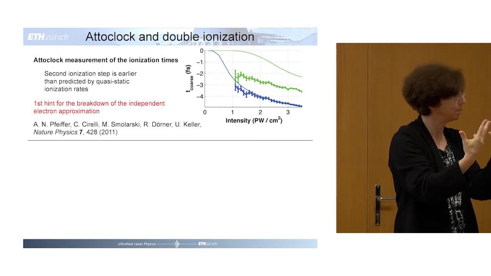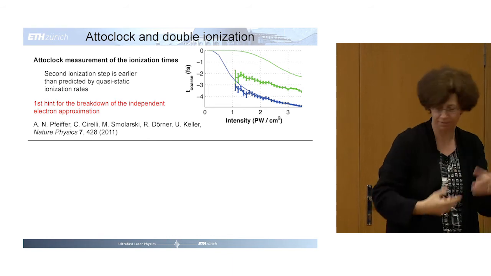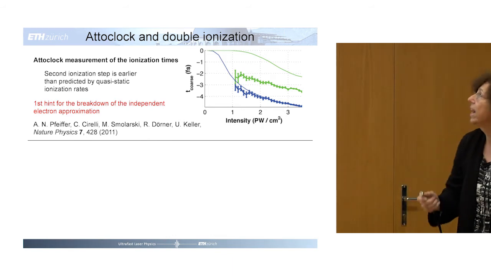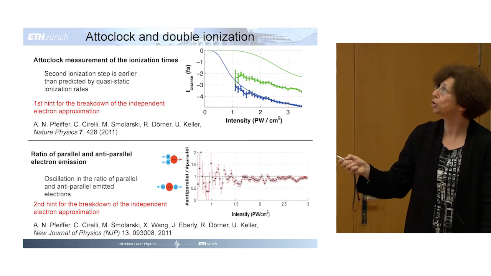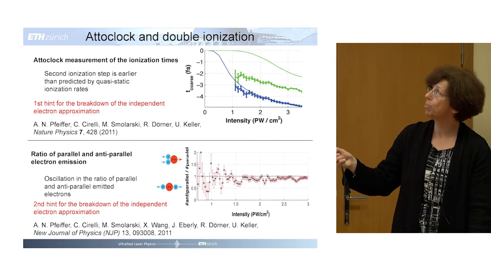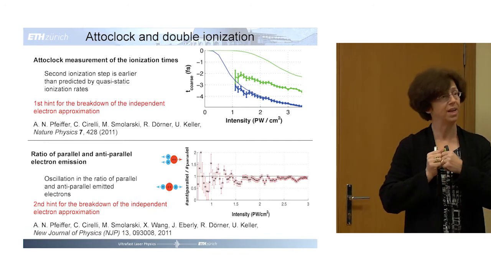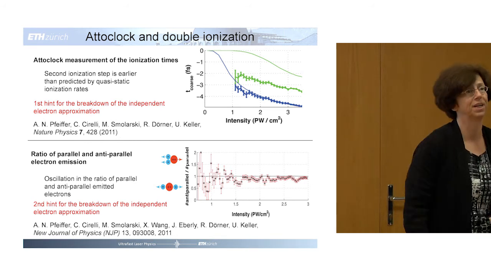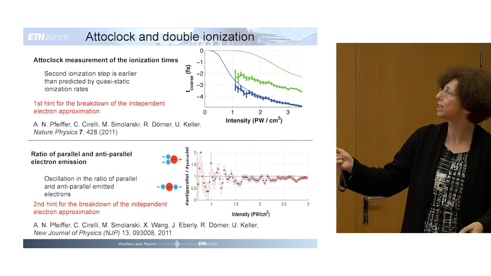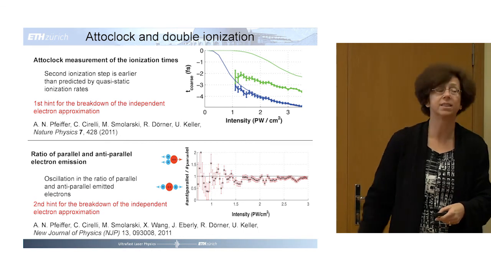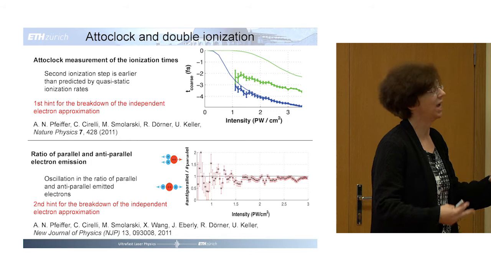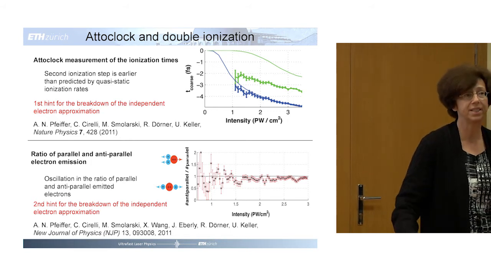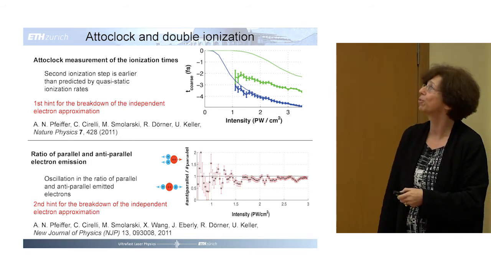So this is not independent, right? It's not single active electron. There's an interaction between the 2 electrons, and that shows by having a higher probability of 2 electrons coming out in one direction versus in an arbitrary direction. So this was a very nice experiment that explained non-sequential versus sequential and clearly showed there was a breakdown of the single active electron approximation.